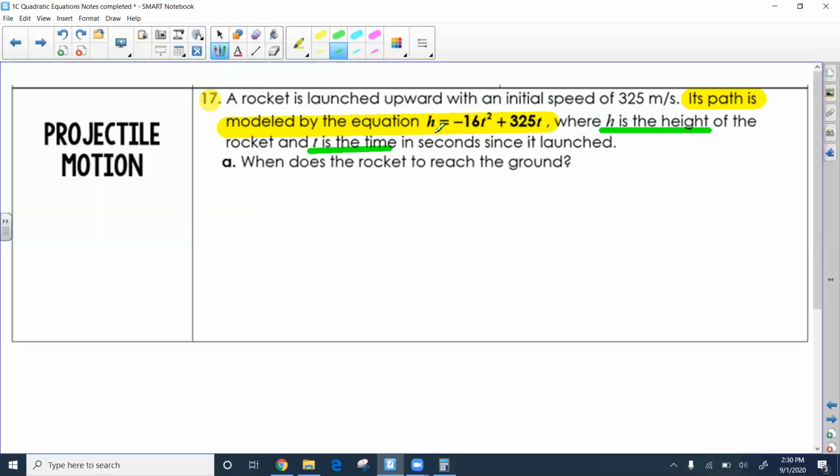Okay. A rocket's path is modeled by the equation h equals negative 16t squared plus 325t. H is height, t is time. And the question we're trying to answer is, when does the rocket reach the ground?